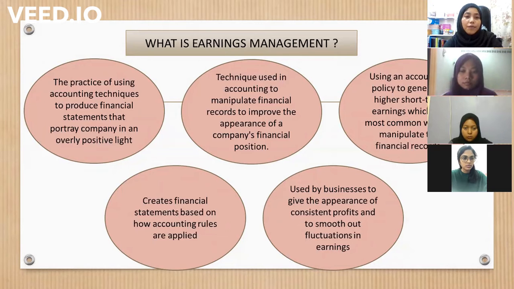It's a practice of using accounting techniques to produce financial statements that portray the company in an overly positive light. The technique is used to manipulate financial records to improve the appearance of a company's financial position, using accounting policy to generate higher short-term earnings, which are the most common ways to manipulate the financial records. It creates financial statements based on how accounting rules are applied. Businesses use earnings management to give the appearance of consistent profits and to smooth out the fluctuation in earnings.